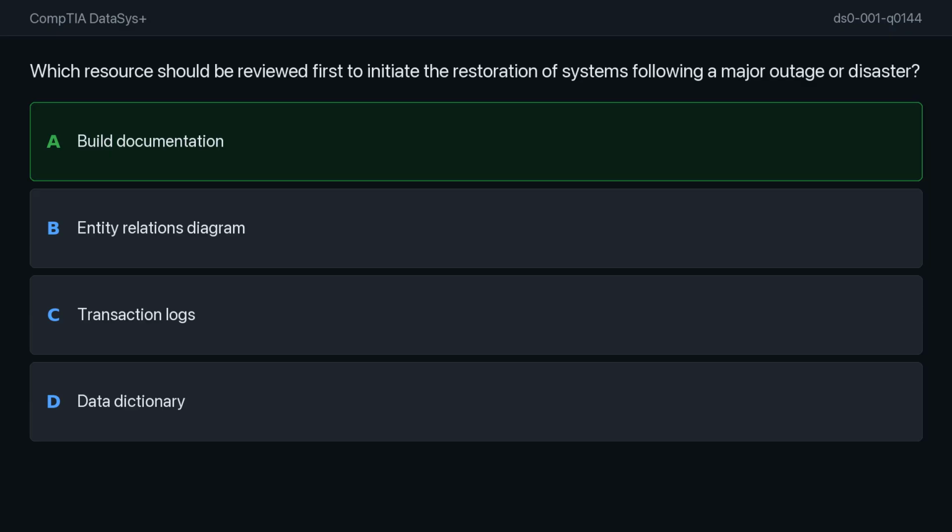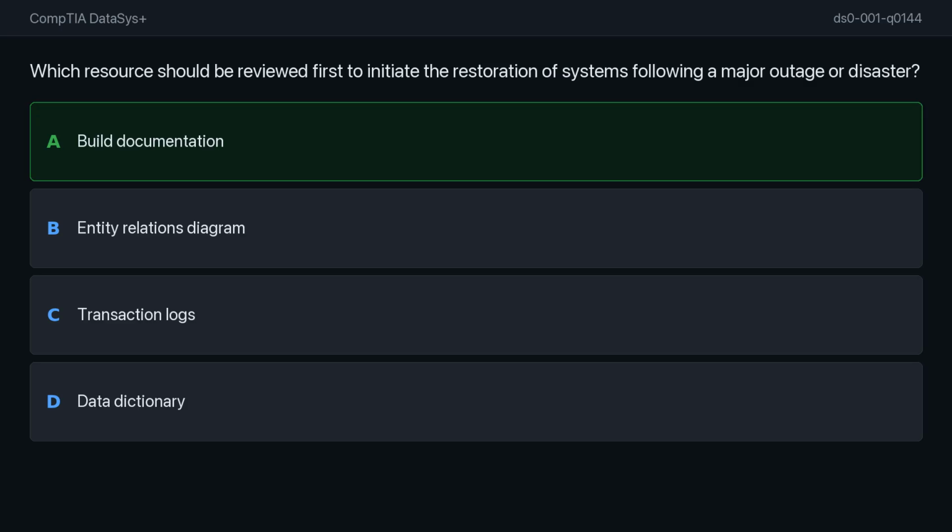I believe the correct answer is A, build documentation. This is because build documentation contains the architectural blueprints, server configurations, and step-by-step procedures required to reconstruct an environment. It acts as the primary roadmap for disaster recovery efforts.